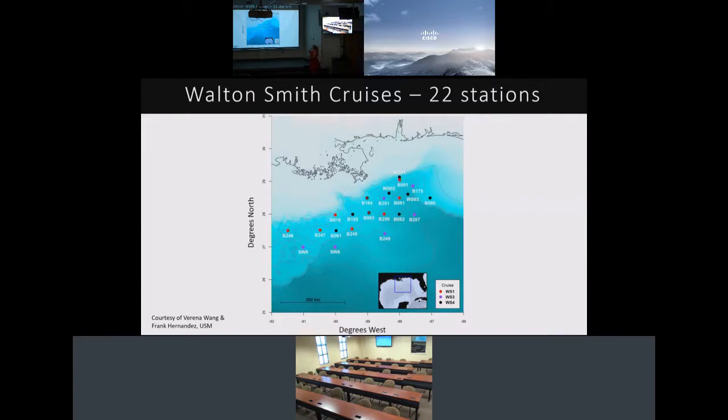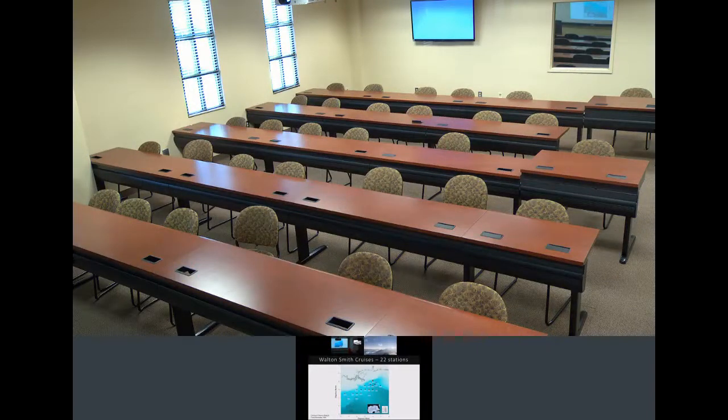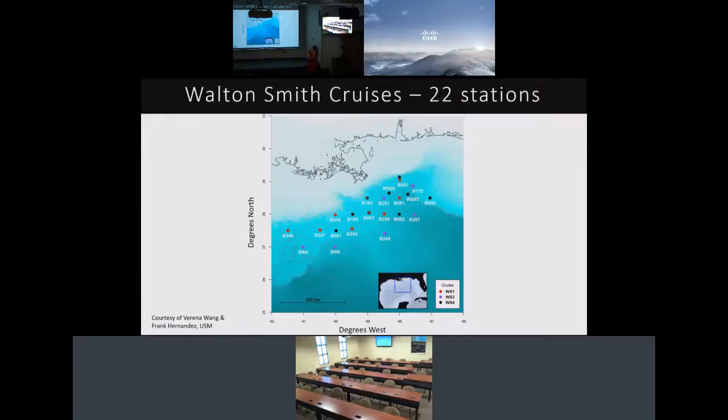This is a smattering of Walton Smith cruises that we've pulled to focus on to basically develop the underlying community assemblages that are going to go in an ecosystem model. These were all conducted off the Walton Smith, and the Deepwater Horizon site's not on here, but you guys, I would hope, are familiar with it. This is definitely all around the realm of it, and these are all very oceanic also in character.